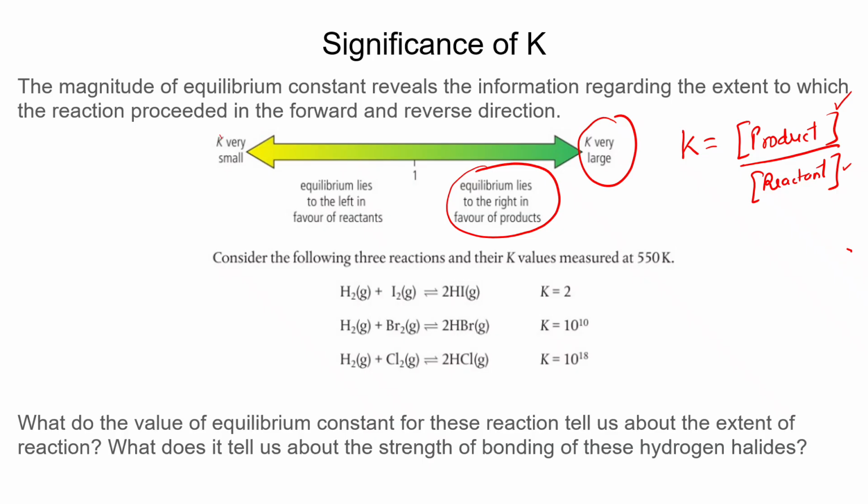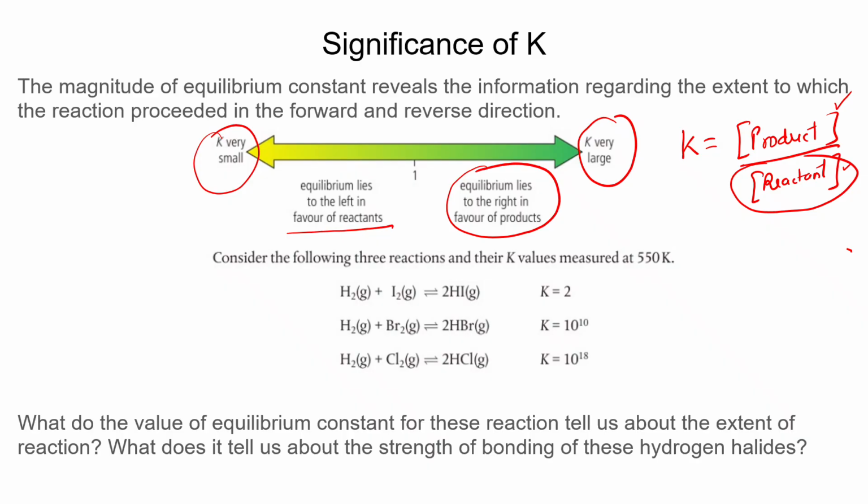Similarly, if the value of equilibrium constant is very small, and when I say very small, compared to 1, it basically means there is more of reactant as compared to product. So this is an equilibrium which is dominated by reactant concentration. In other words, it is an equilibrium which lies to the left, or an equilibrium which favors reactants. So these are different ways to basically express the direction in which the equilibrium lies.